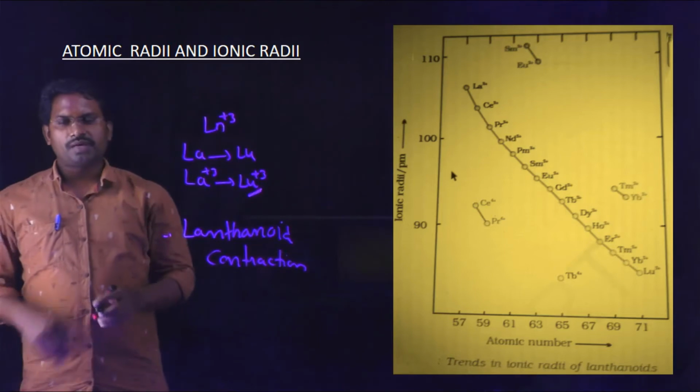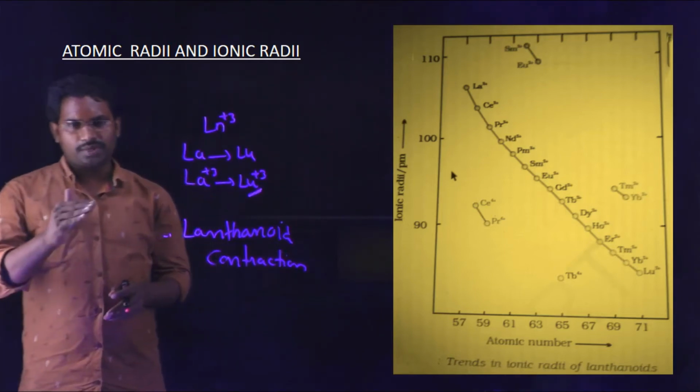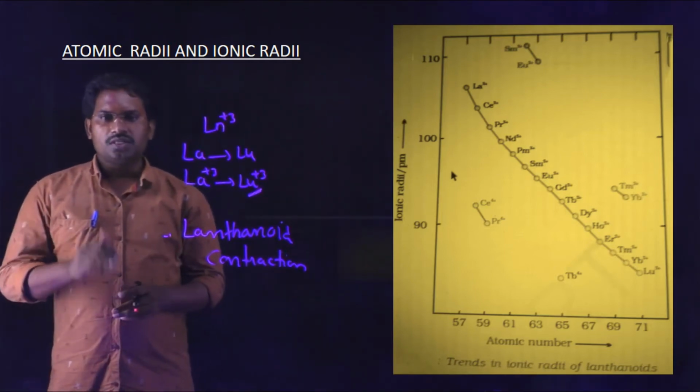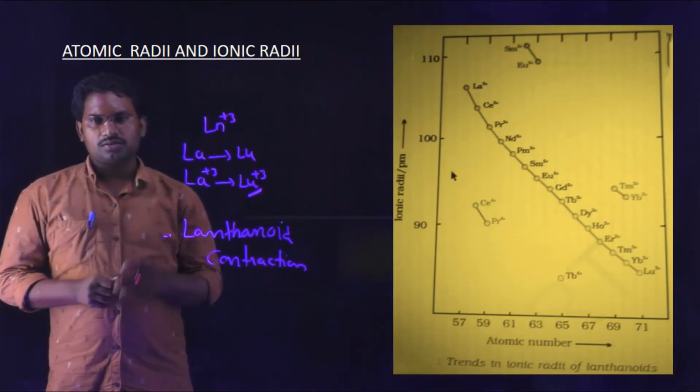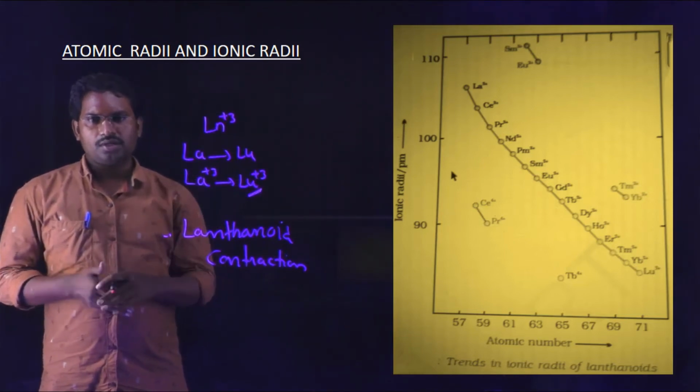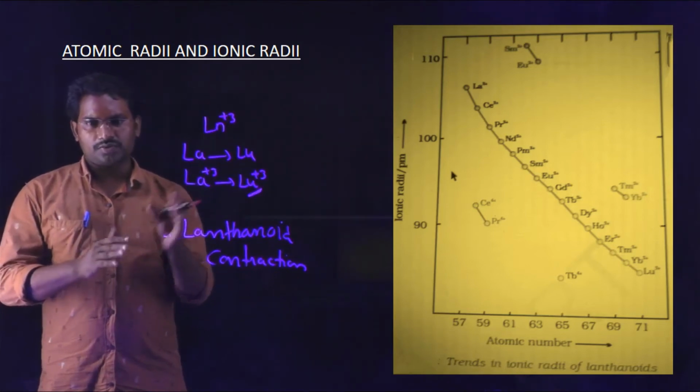So what is meant by lanthanoid contraction? Why do the atomic radii and ionic radii of these lanthanoid series elements decrease? We will learn everything in the topic of lanthanoid contraction and its consequences.